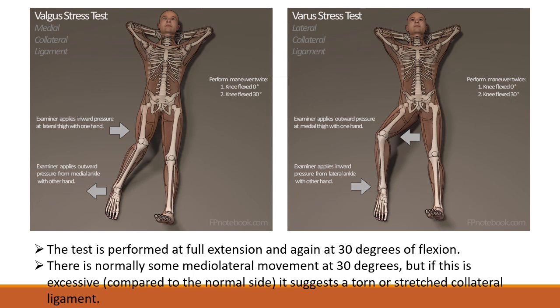The test is performed at full extension and at 30 degrees of flexion. Opening at 30 degrees of flexion indicates an isolated LCL or MCL tear, while opening at full extension indicates a collateral ligament tear plus an intra-articular ligament tear, mainly the ACL.